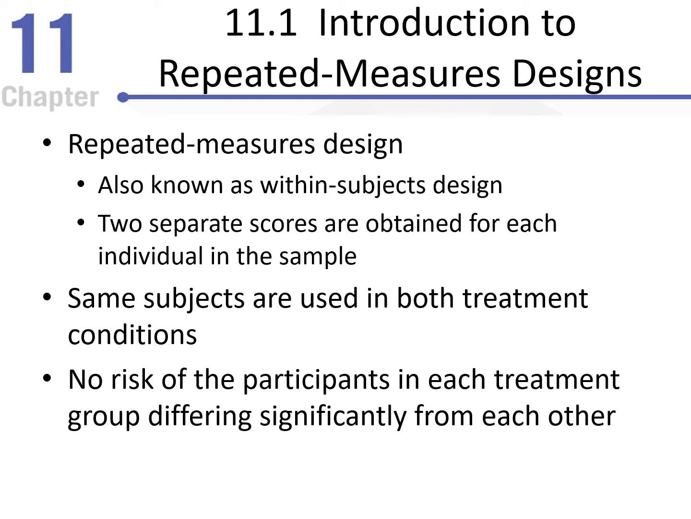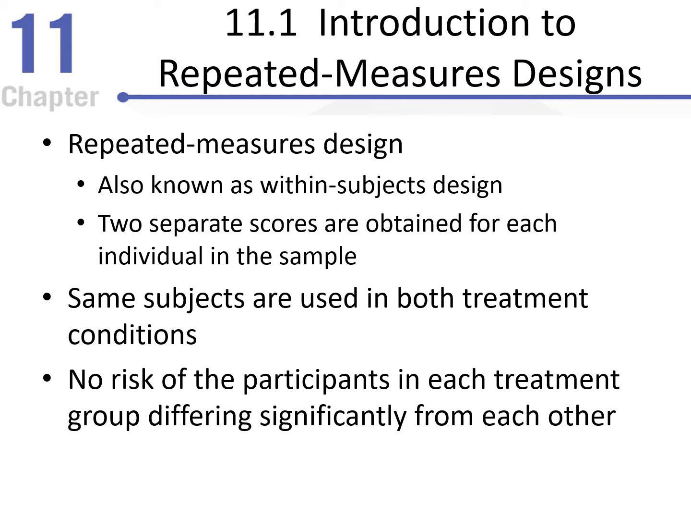So with the repeated measure design, as I said before, also known as within subject design, paired samples design, those are synonyms for the same thing, right? Two separate scores are obtained. So if it's strictly repeated measures, you have the same individuals in the two conditions, and you have two scores, and you want to compare those two scores for those same individuals. There's no risk of the participants in each treatment group differing significantly from each other.